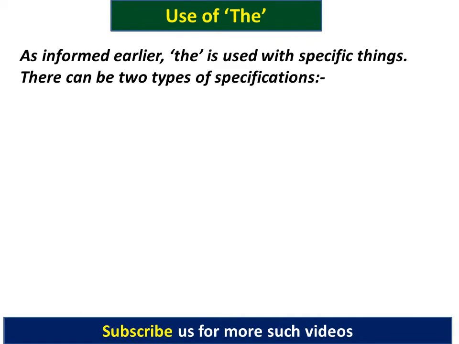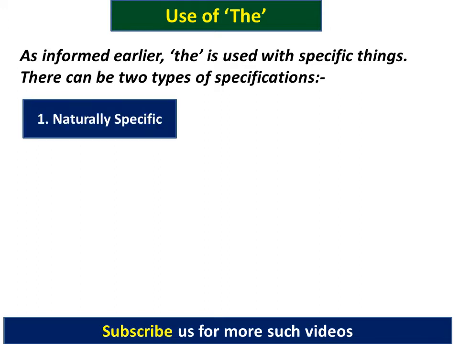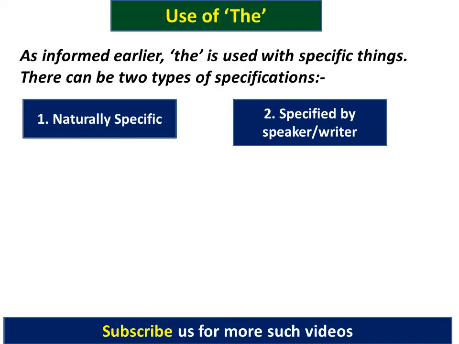So as informed earlier, "the" is used with specific things, not with things in general. There can be two such types of specification: one which are naturally specific, and the second which are specified by the speaker or the writer.